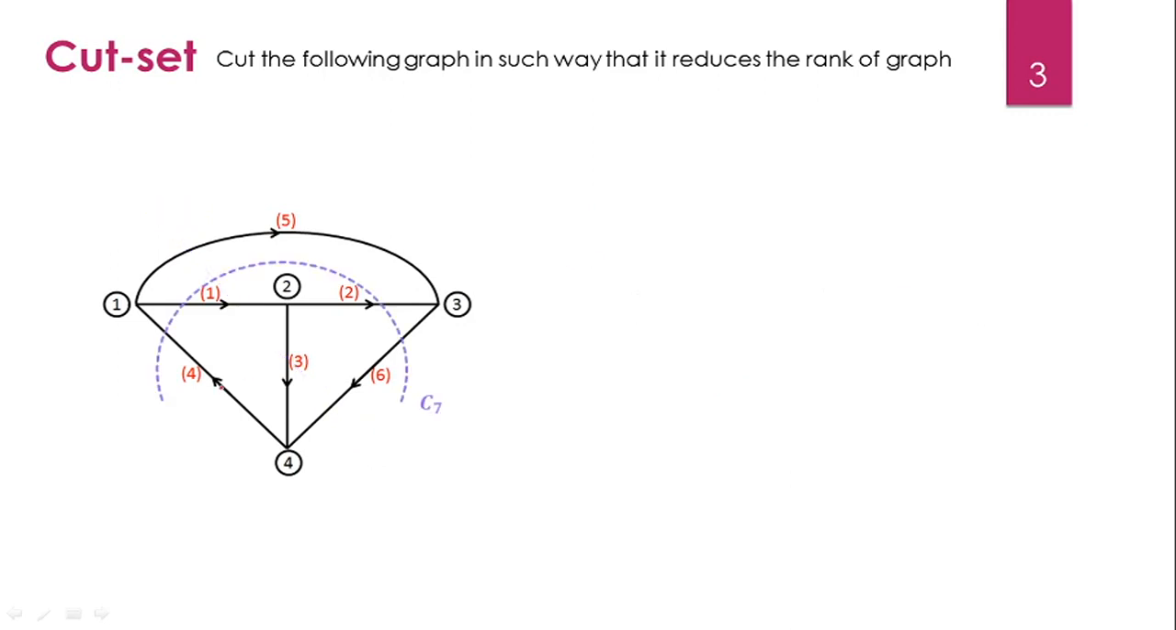Yes. This is another cut, where we remove the branches 4, 1, 2 and 6. So we divide the nodes into groups of 1, 3 and 2, 4, with branches 5 and 3 remaining. So the rank is 1 and the rank is 1. So 1 plus 1 is 2. So the rank is reduced by 1.